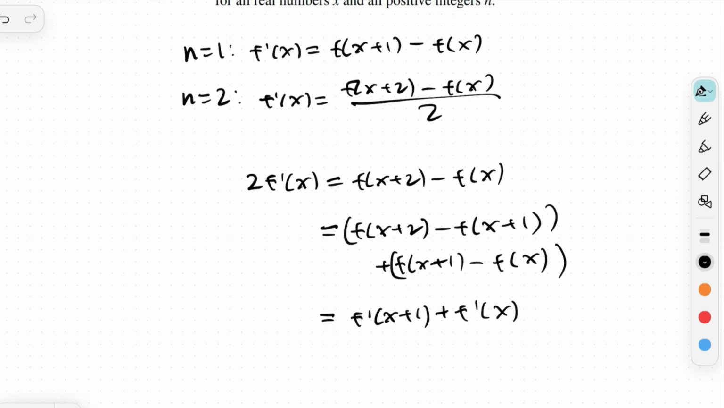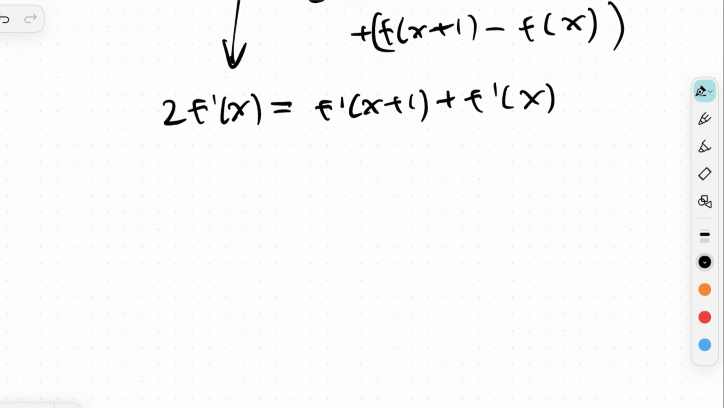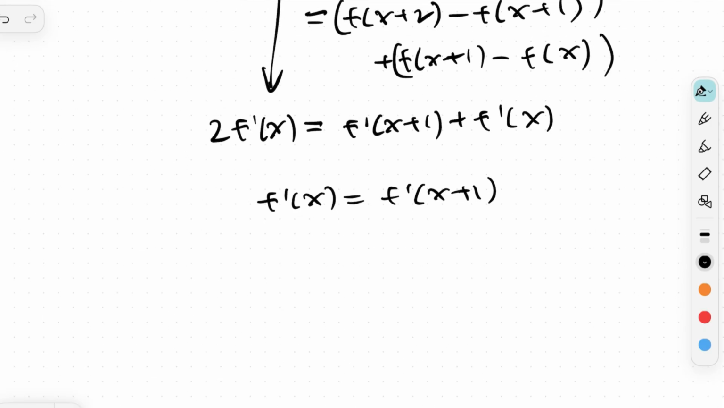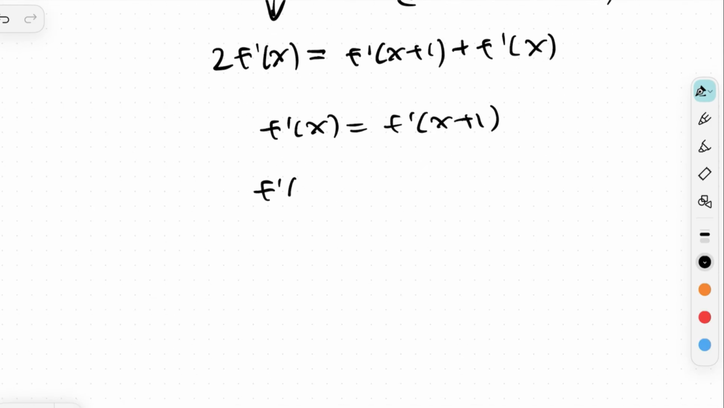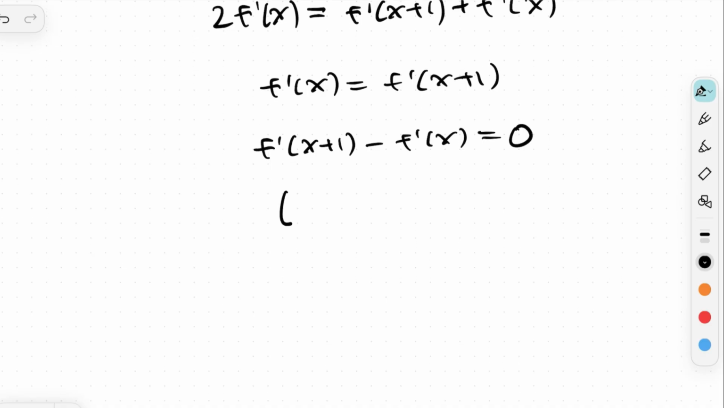And the best part is that this entire time, this was equal to 2 times f prime of x. So actually, this equation can be rearranged as f prime of x equal to f prime of x plus 1. Super simple looking, right? And furthermore, we can rearrange this into f prime of x plus 1 minus f prime of x is equal to 0. And because taking a derivative is a linear process, we can write this as f of x plus 1 minus f of x, all derivative, is equal to 0.